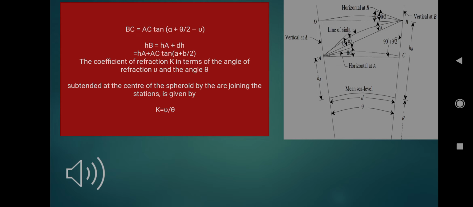The coefficient of refraction k, in terms of the angle of refraction nu and the angle theta subtended at the center of the spheroid by the arc joining the stations, is given by k equals nu by theta.